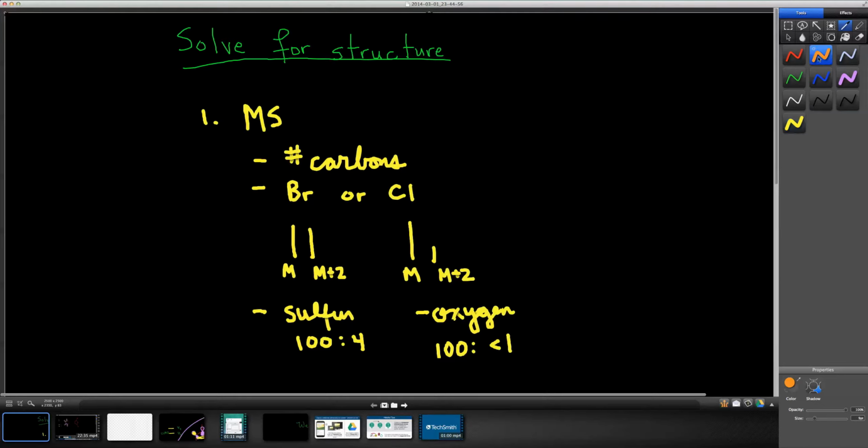Now let's switch our attention to the FTIR for a moment. On the FTIR, if I'm doing a spectral problem, there are some peaks I'm always going to look for. I'm always going to look for an OH stretch. If I see an OH stretch from about 3200 to 3600, I'm going to suspect an alcohol.